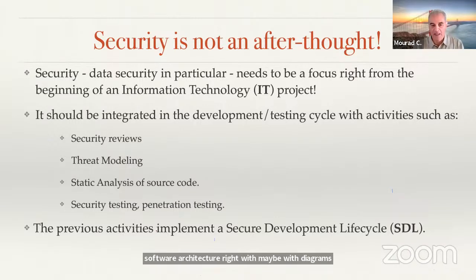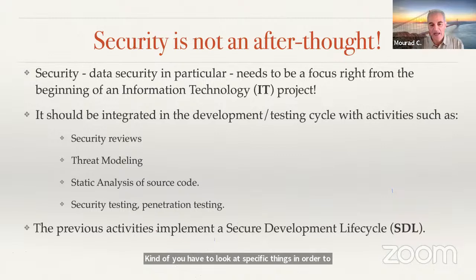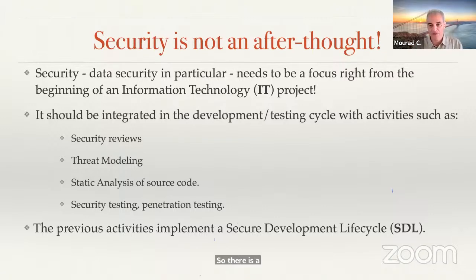A security review consists of sitting with a security expert and going over the program, the solution or the architecture, and identifying any security concerns there. There is another activity called threat modeling, which is basically a security review, but a little bit more organized. You have to look at specific things in order to identify security issues. And then you can run tools. There is a popular tool called static analysis. Static analysis will scan your source code and find security issues there.